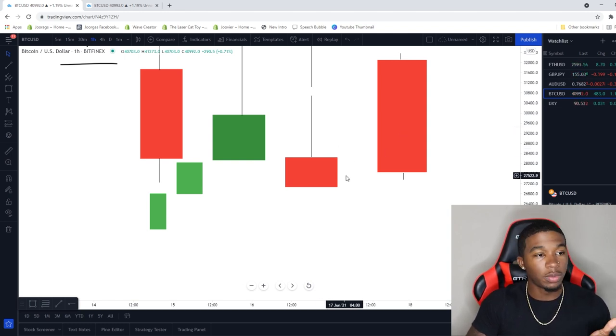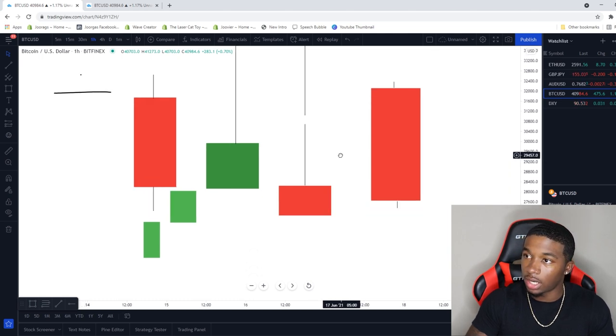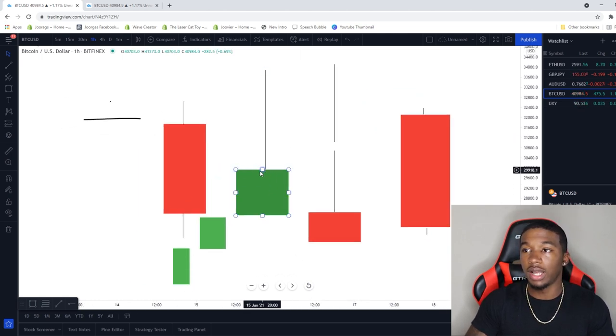Then this would tell me, okay, the price is probably going to keep going down. And like I said, it's not 100% all the time, but it can help you predict it. I'll try and show you guys some examples in a second. But that's basically what a hammer would mean.